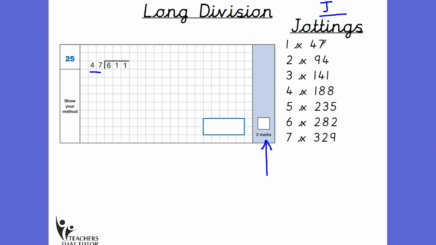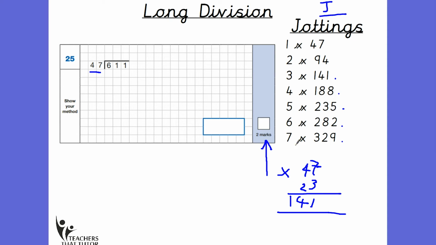1 times 47 is fairly straightforward. 2 times is fairly straightforward because we're just doubling 47. It gets a bit tricky when we get to 3 and 4 times. So what they might have to do is actually do some smaller times tables jottings down here. 7 threes are 21, 1 down, carry the 2. 4 threes are 12, and 2 is 14, so 141. So you can see how they would work out these numbers by doing smaller multiplication sums.